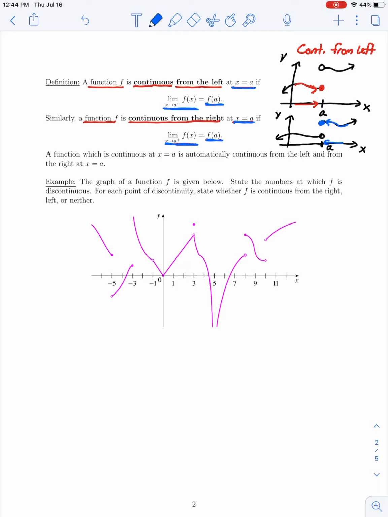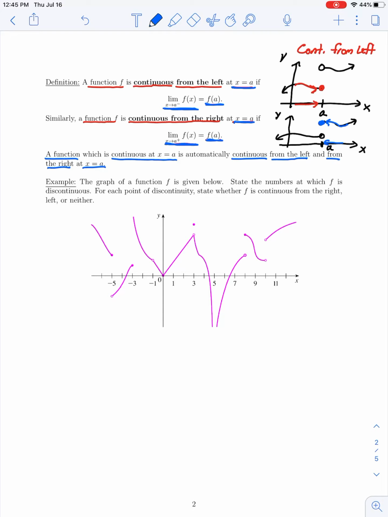Now, of course, if we have a function which is continuous at x equals a, that would automatically mean that it is continuous from both the left and from the right at that x value, because the left and right hand limits would both exist and be equal to the value of the function. So the left and right hand limits would equal the value of the function itself, and we would have continuity at that point.